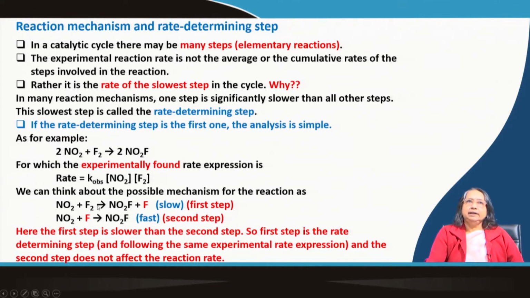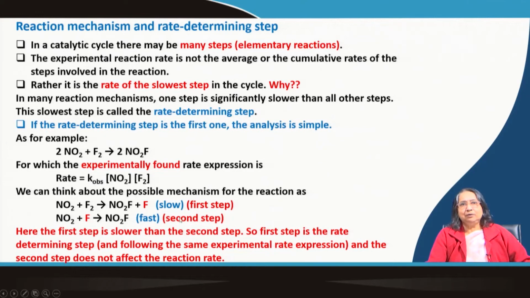So, we can think about a possible mechanism for the reaction as NO2 plus F2 giving NO2F plus F. This is a slow process. This is the first step and this is the slow step. Here it is written that if the rate determining step is the first one, the analysis is simple. So, here the first one is the slow step, so the analysis is simple, and in the second step, F is the intermediate, so it should be consumed. So, another molecule of NO2 is reacting with F to form NO2F. Now, the overall reaction matches: 2 NO2, F2, and 2 NO2F, and F is cancelling out.